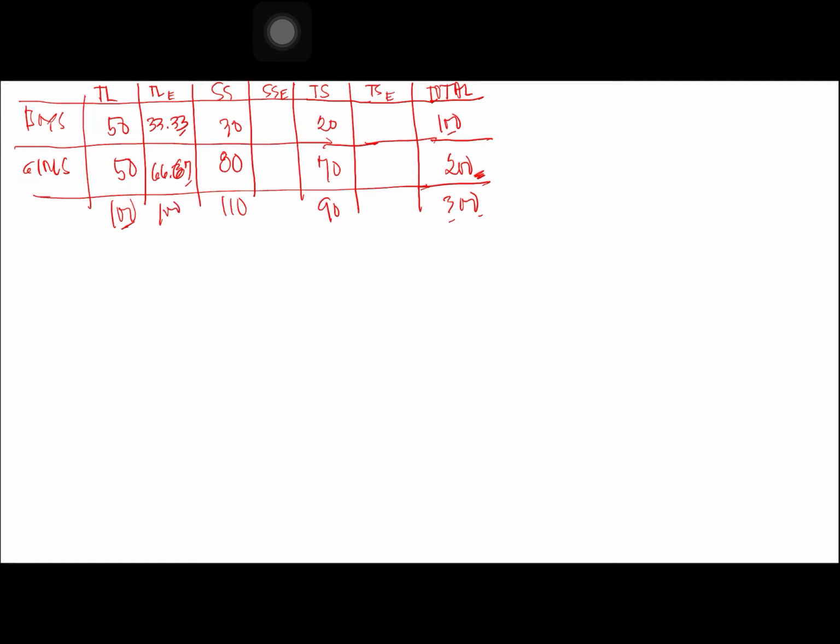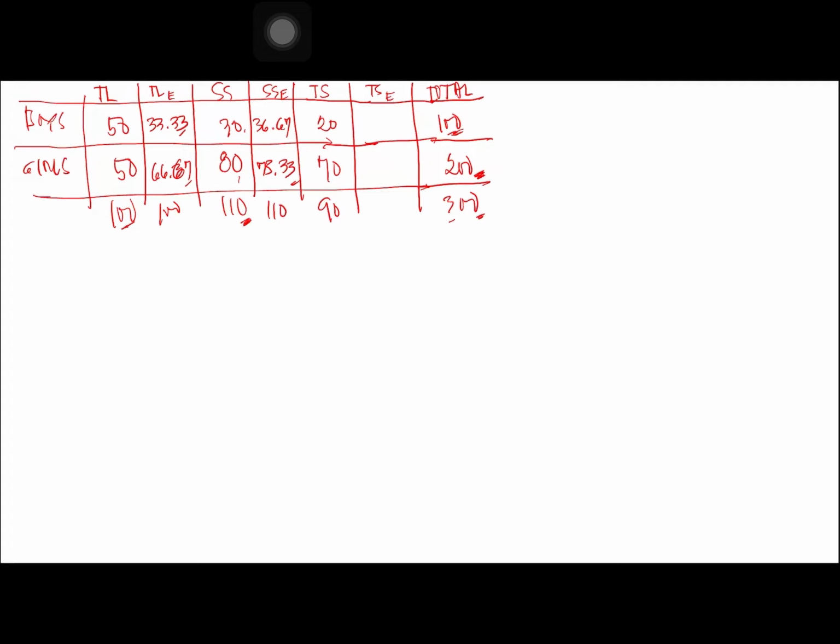For this column, we have 110 times 100 divided by 300. It gives us 36.67. Okay, so for this, we have 110 times 200 divided by 300. We have there 73.33. Okay, it gives us 110.